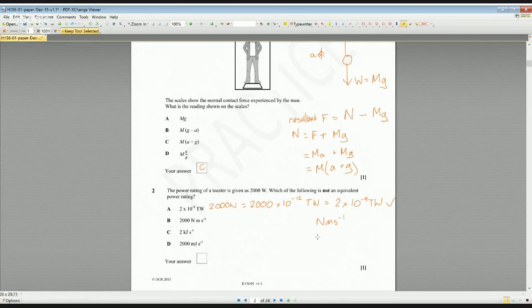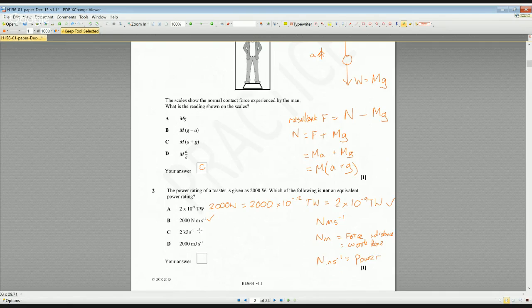Well, we know that a Newton meter is a force times a distance, which is a work done. That's equivalent to a joule. So if we were to divide work done by time, that would give us a unit of Newton meters per second, which must be a unit of power, because that's work done divided by time. So this one is also correct. It is equivalent to a watt.